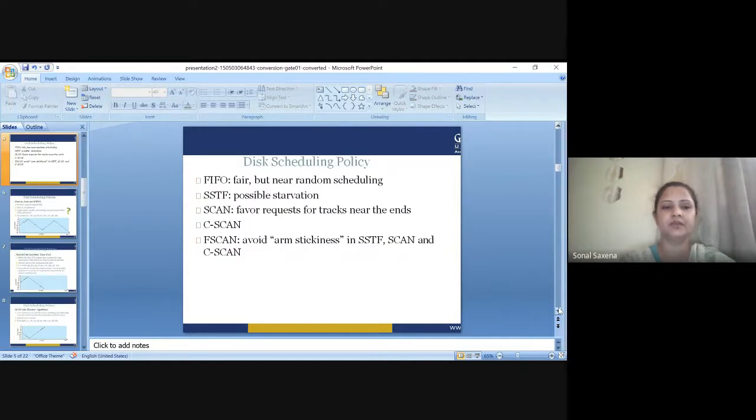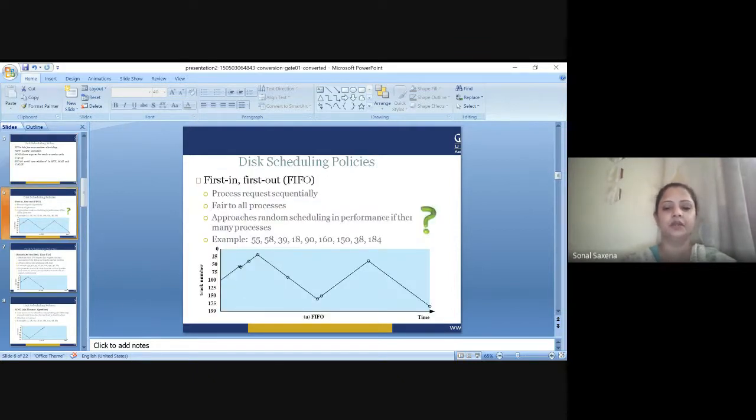Now, these are some of the disk scheduling policies that we are going to see one by one. The first policy is first in first out. Let us see what it is.